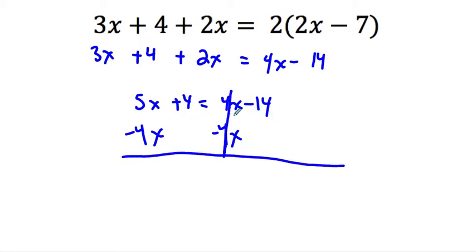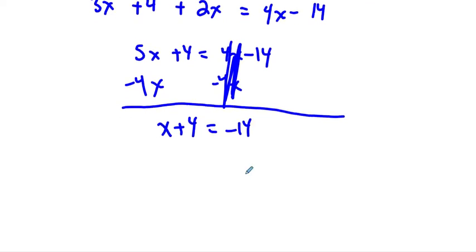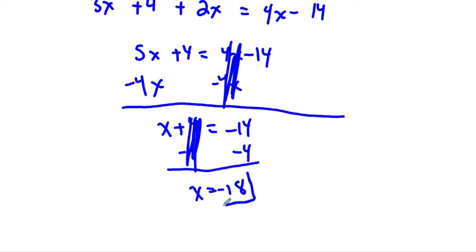4x minus 4x is 0, so those are gone. 5x minus 4x is just 1x, or x, plus 4 equals -14. And the last step then is to get this 4 out of here, so it's a positive 4. So we're going to do the opposite and subtract 4. 4 minus 4 is 0, so they're gone. X equals -18 would be your final answer for this problem.